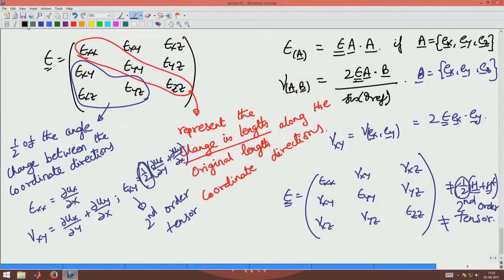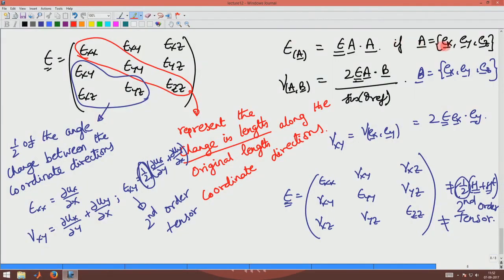So, you have to understand that there will be differences in the notation between the textbooks, but you should not be confused by that. We are following a tensorial approach, and hence all our strain and stress are tensors and will transform like a second order tensor.